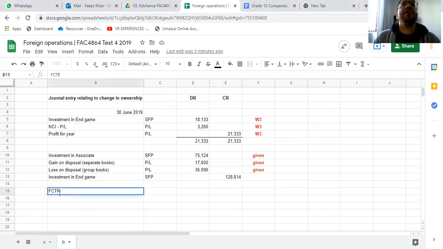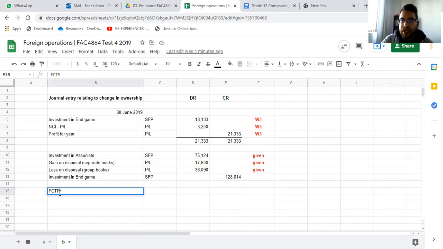FCTR. So remember, in journal entries, you can't use abbreviations, right? You must write out the full. However, I do think FCTR is one of the very handful of abbreviations that you can use because everybody knows what FCTR is. So there's no need to write out foreign currency translation reserve. And I think the same thing with NCI. Everybody knows NCI, so in the journal entry, there's no need to write out non-controlling interest. You can say NCI. But those are basically the only two that I can think of that are allowed. Every other thing you must write in full.